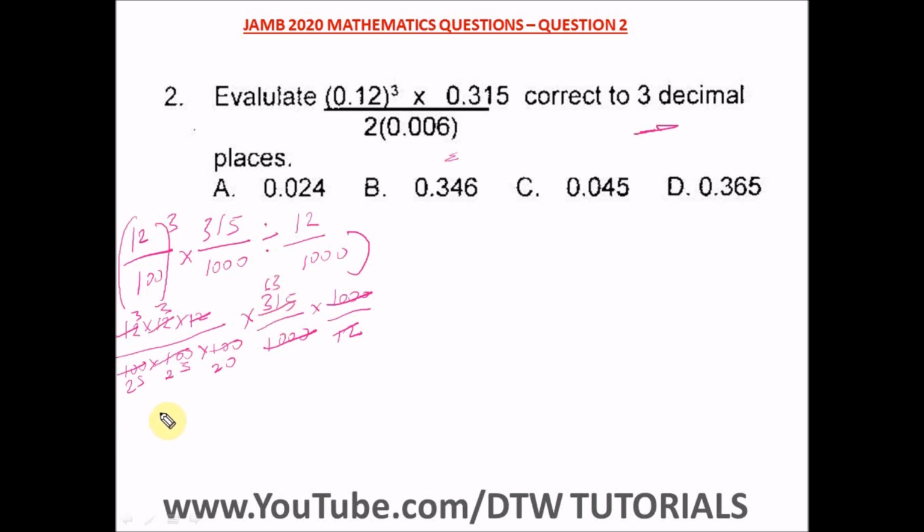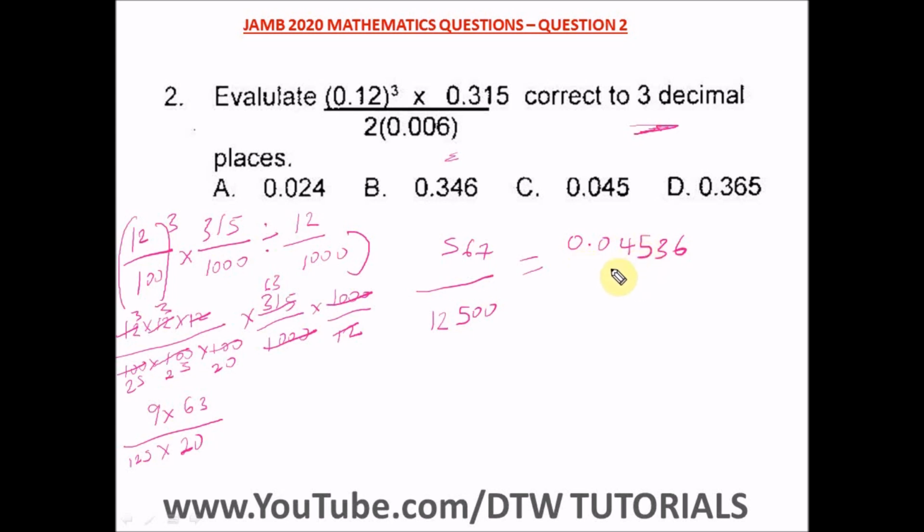So we have to bring it up. We have 3 times 3, 9 times 63 over 125, that is 25 times 25 times 20. So this leaves us with 9 times 63, which leaves us with 567 over 12,500. So if we punch this in our calculator, we have 0.04536. Remember, we are asked to take it to 3 decimal places.